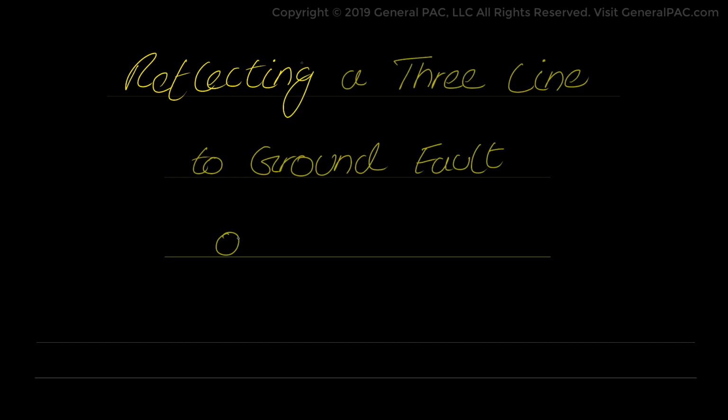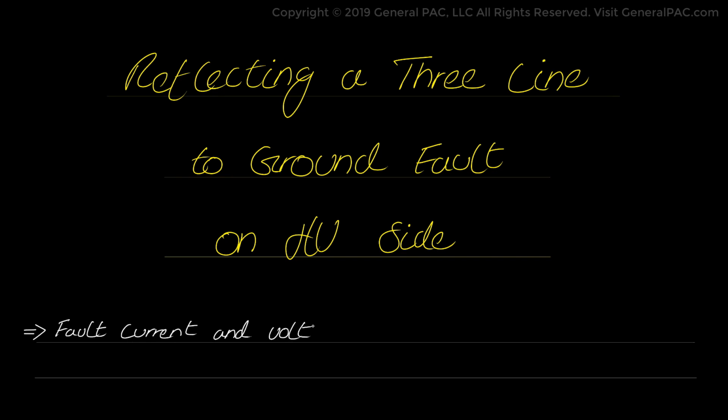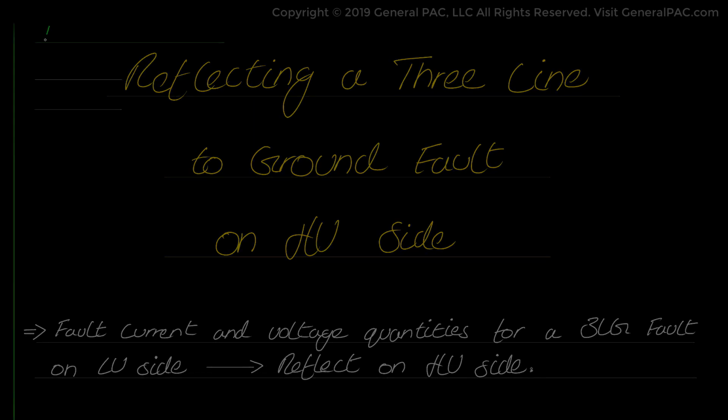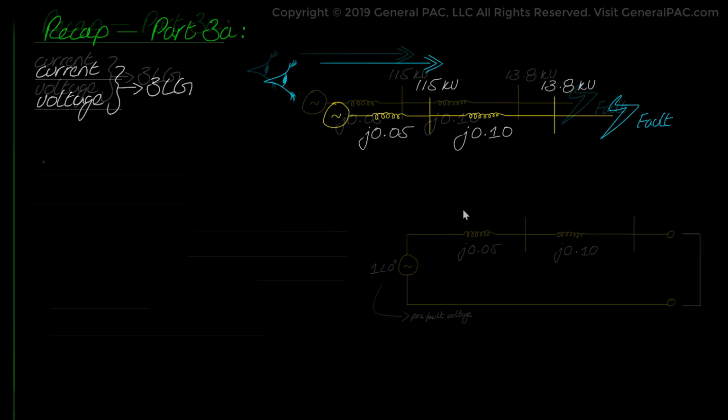Reflecting a 3-line to ground fault on the high voltage side. In this video, we will see how we can take 3-line to ground fault quantities, which are fault current and voltage quantities, which occur on the low voltage side of the transformer, and reflect them on the high voltage side. So first, let's have a recap of part 3A, in which we calculated fault current and voltage quantities for a 3-line to ground fault on the 13.8 kV bus.